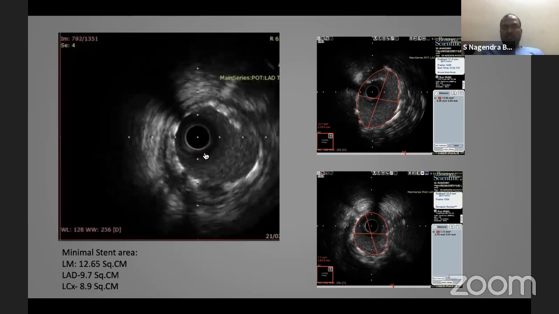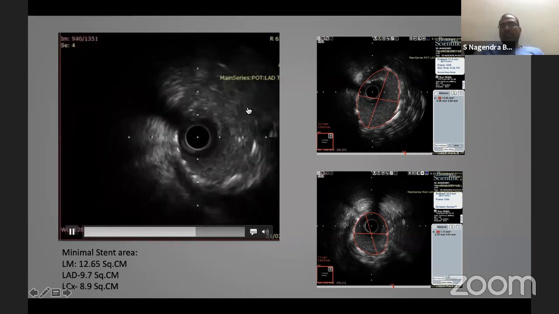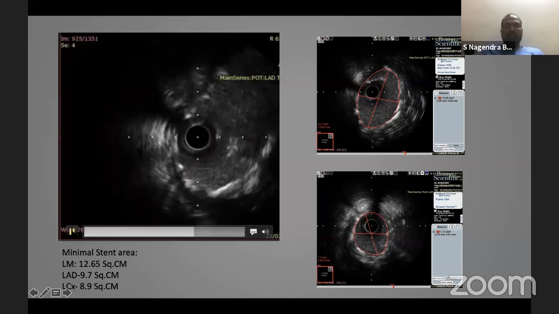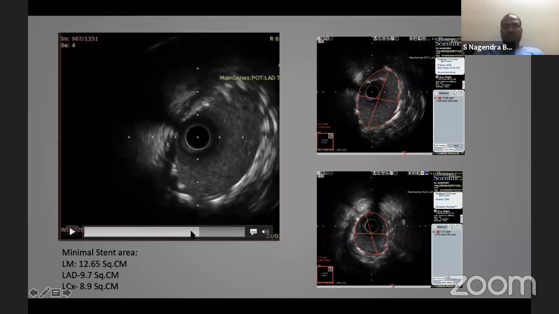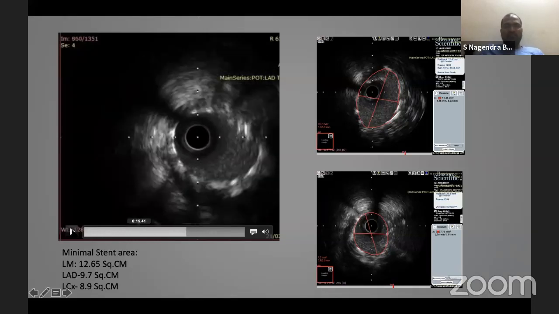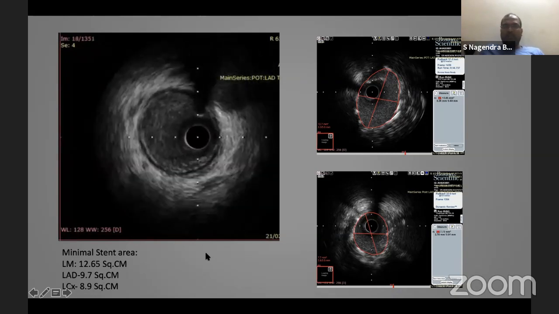I wish I could stop this. Yeah, that is the carina. You see the lumen there. That is the segment that should be seen in TAP. This part should be seen in TAP. If it is not seen, that means we have missed the ostium. This complete thing is left main, with one or two struts inside the left main. This should be seen in any kind of TAP technique.